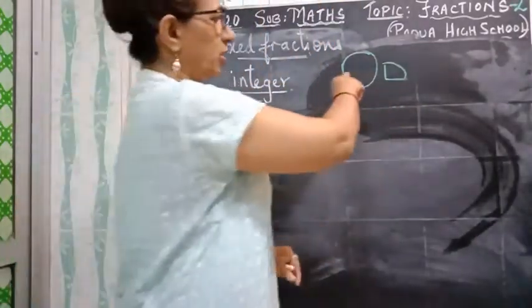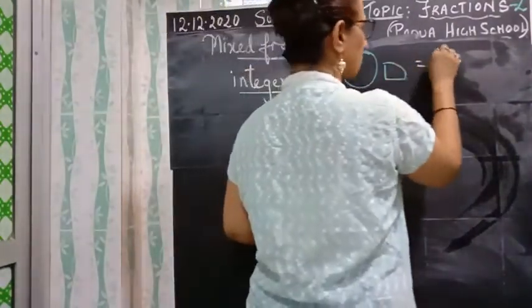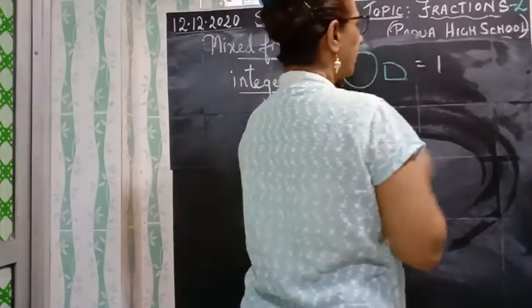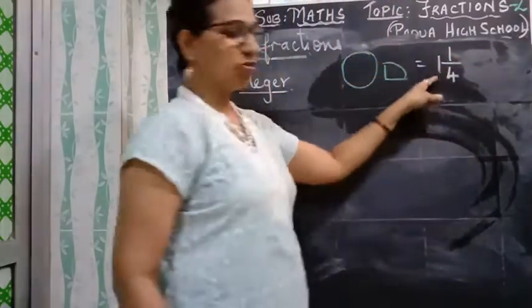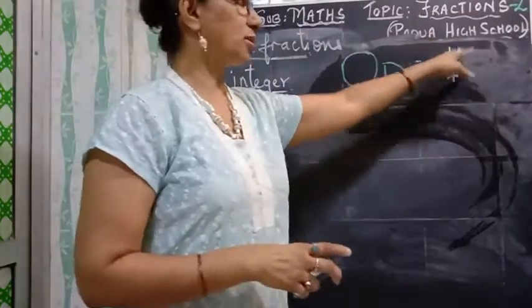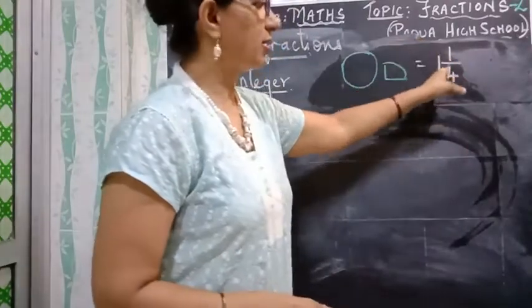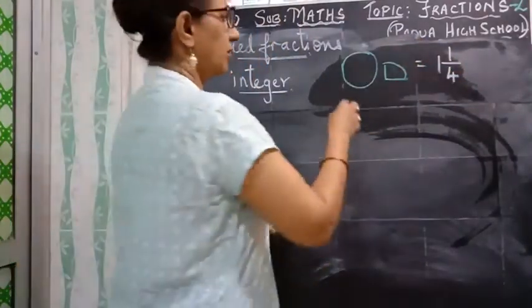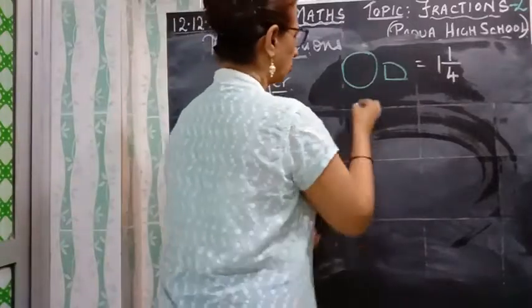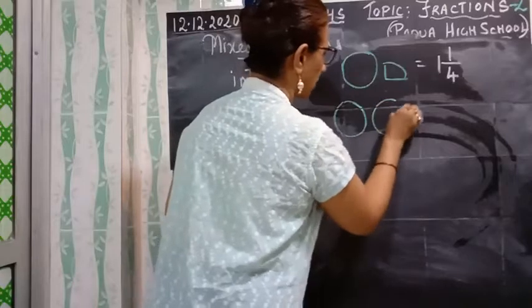So this is one whole. When I write it, I will write it as 1 and 1/4. Have you followed? So this is what I call a mixed fraction. You have the whole number here and the fraction there. Is that clear? Now again, suppose I have 2 and a quarter.